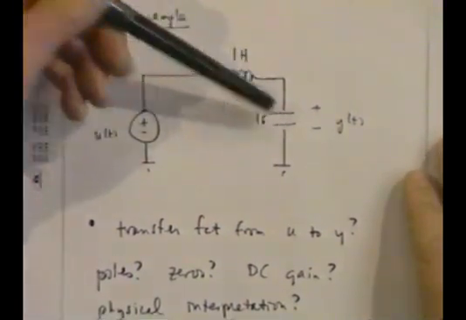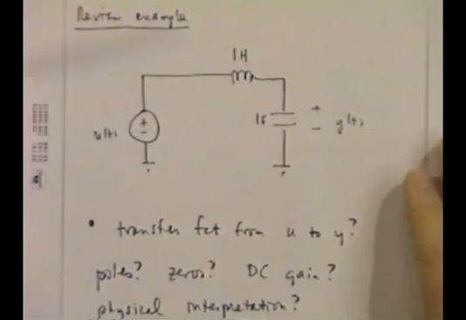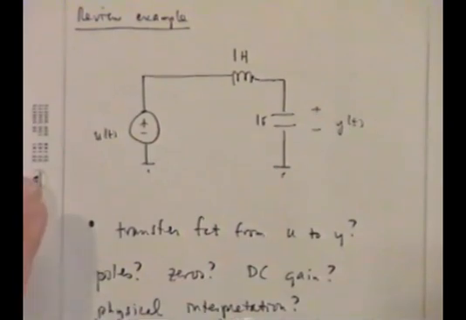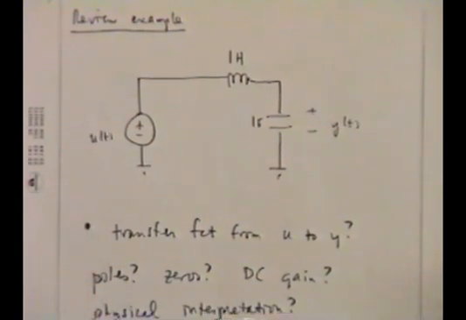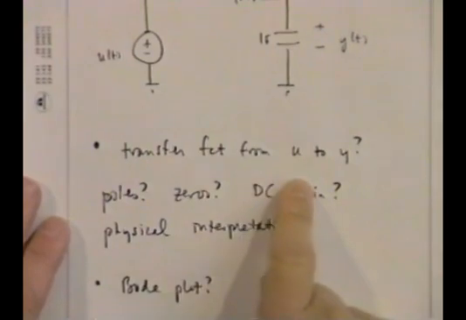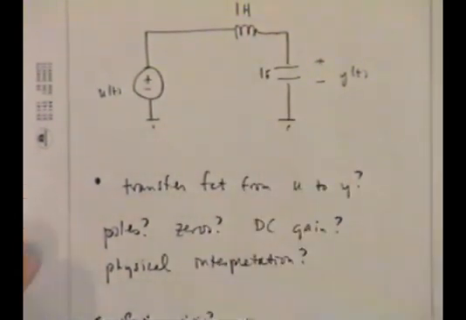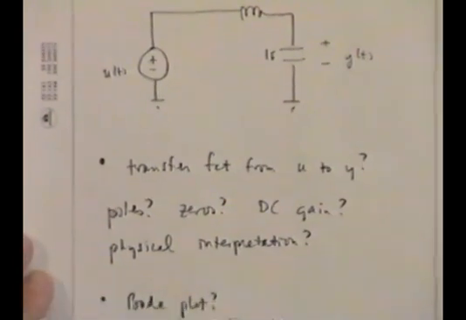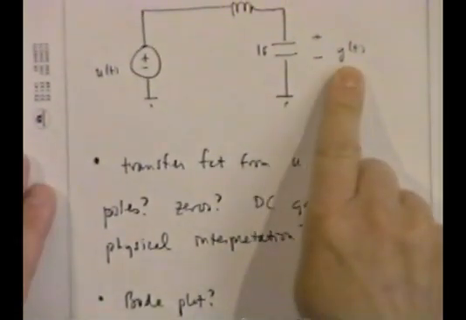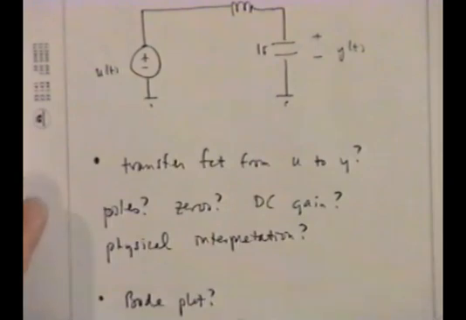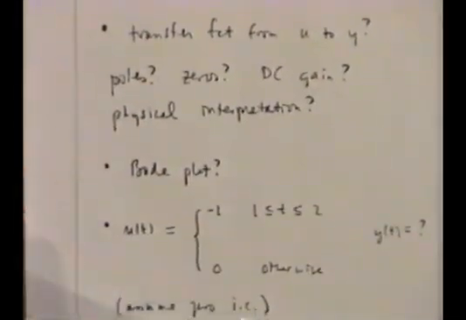It's got an inductance and a capacitance. There's an input signal, and we could easily ask you to calculate something like, what's the transfer function from U to Y? And let's figure out what that is. We might ask, what are the poles, zeros, DC gain? What's the physical interpretation of the transfer function? Does it make sense to you? How would you describe this output as a function of this input? What's the Bode plot of the transfer function, and what does it mean?